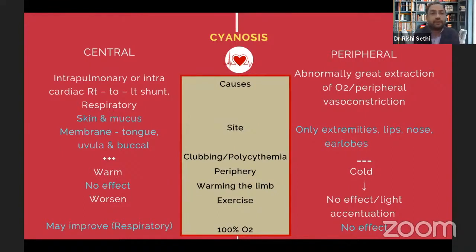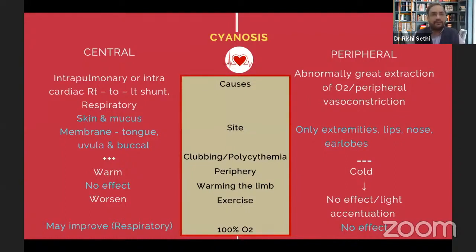So central cyanosis is cardiac and respiratory, whereas peripheral is because of abnormal extraction of oxygen and because of peripheral vasoconstriction. Location we all know. Clubbing and polycythemia are a part of central cyanosis and they are not present in peripheral cyanosis. In central cyanosis, the extremities are warm, whereas in peripheral cyanosis, the extremities are cold.